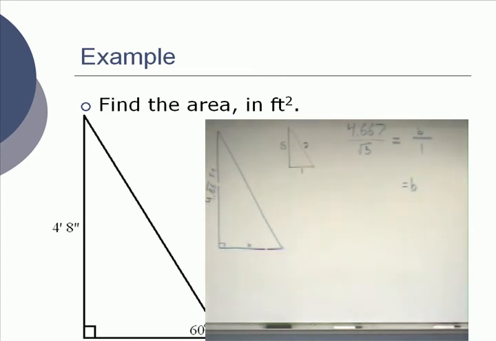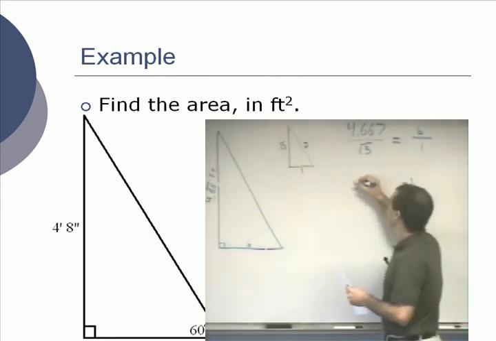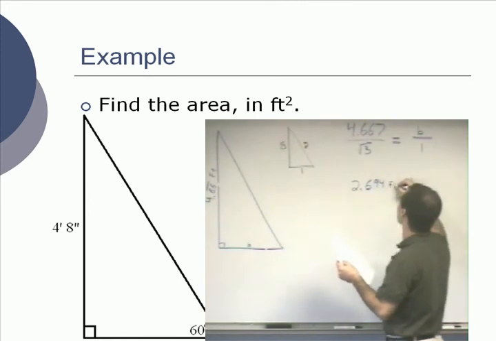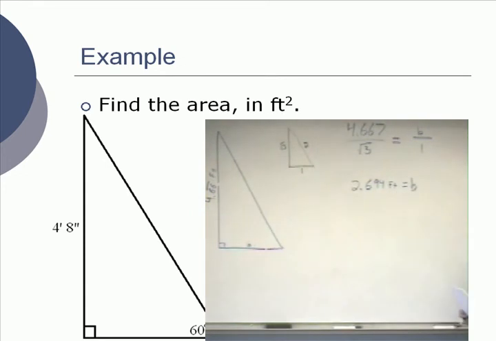And if you take 4.667 and divide it by the square root of 3, you get 2.694 feet. Everybody agree on that for our base length? Okay. All right, well then we can go ahead and find the area.